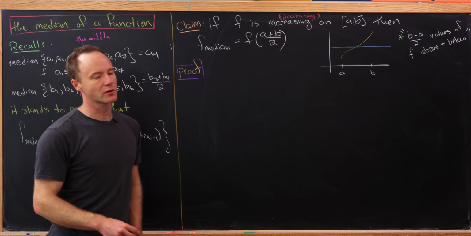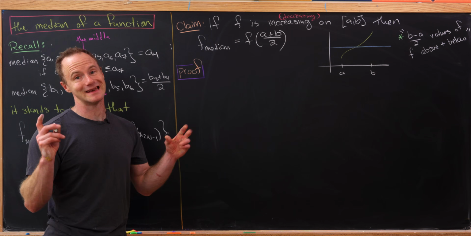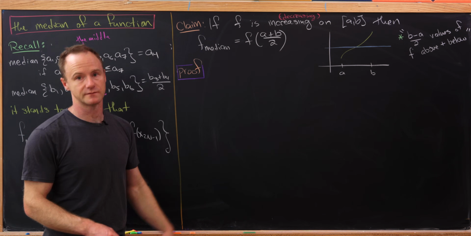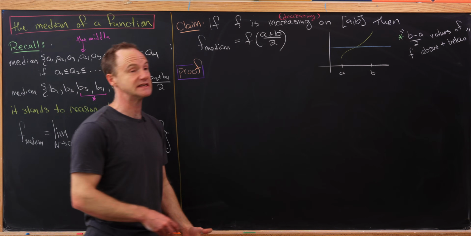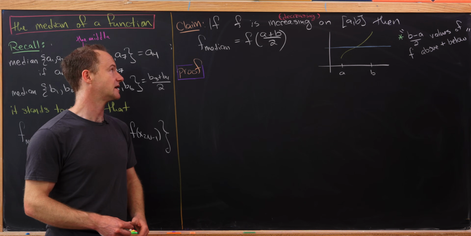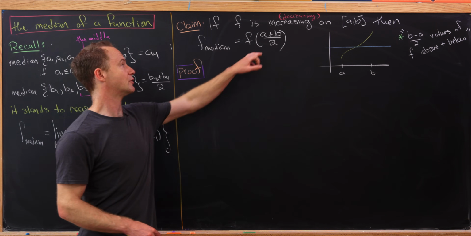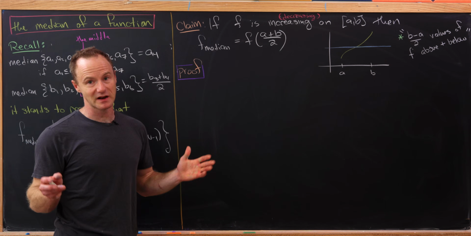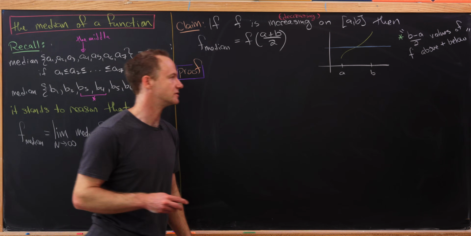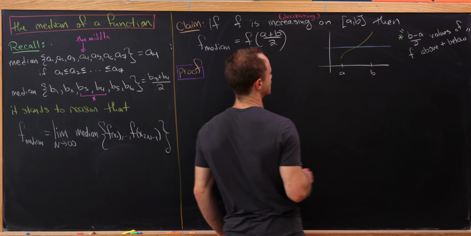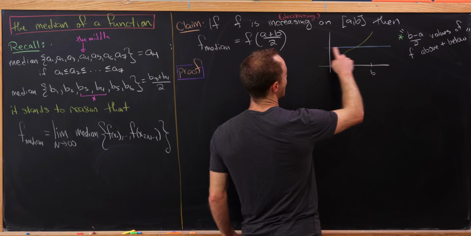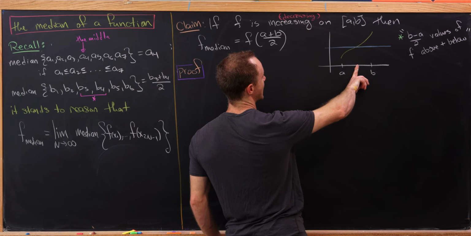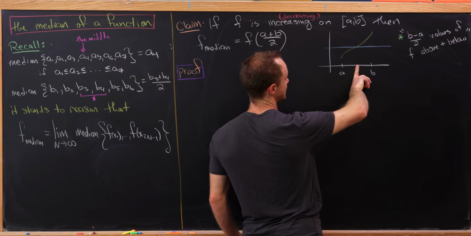Now, let's prove this simple claim first before we come up with a nicer formula for the median. And that is, if f is a monotone function, in other words, it's increasing or decreasing on the interval a to b, then the median value occurs right in the middle. Here's a little graph of that situation, but I think it's pretty clear why this should be true. Here we've got an increasing function, and this f median here is the value of f at the point right in the middle, the average of a and b.